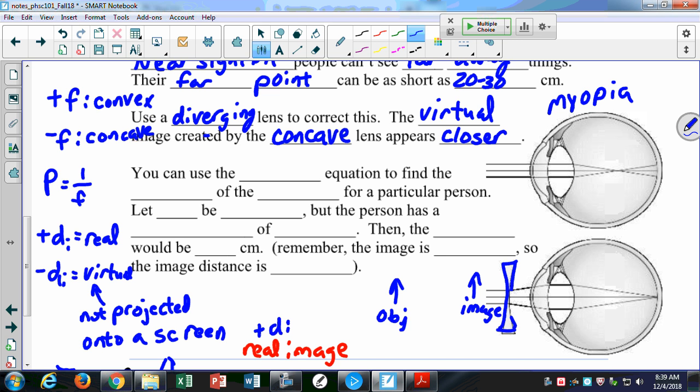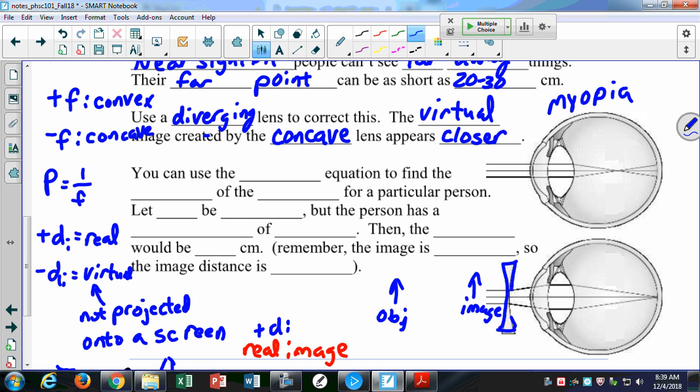This thing makes the image up closer. And notice this is a virtual image, right? Because it's on the same side as the object. If I were to put a screen here, I couldn't see the image on the screen. I would just block the light from the object. So that's what these concave lenses do. They make the object appear closer to that person. Or they make the eye think that the object is closer.